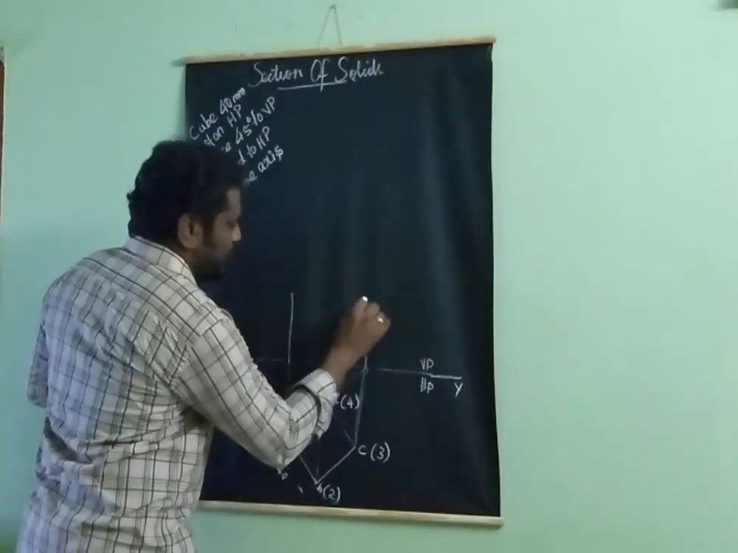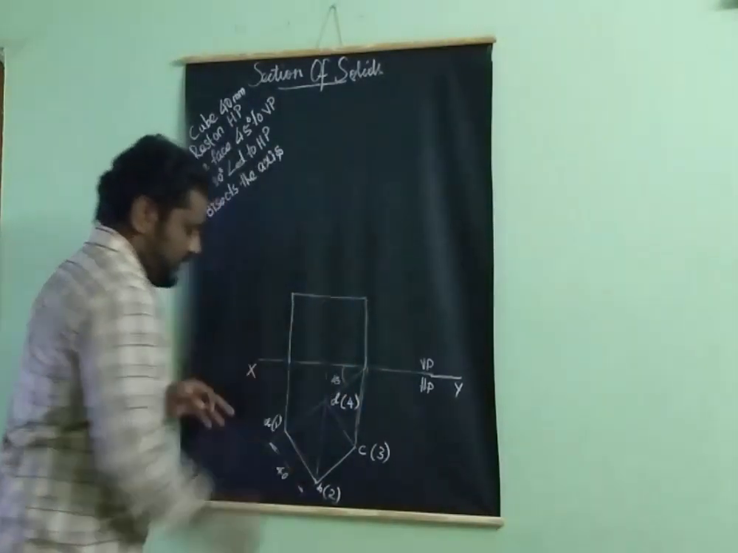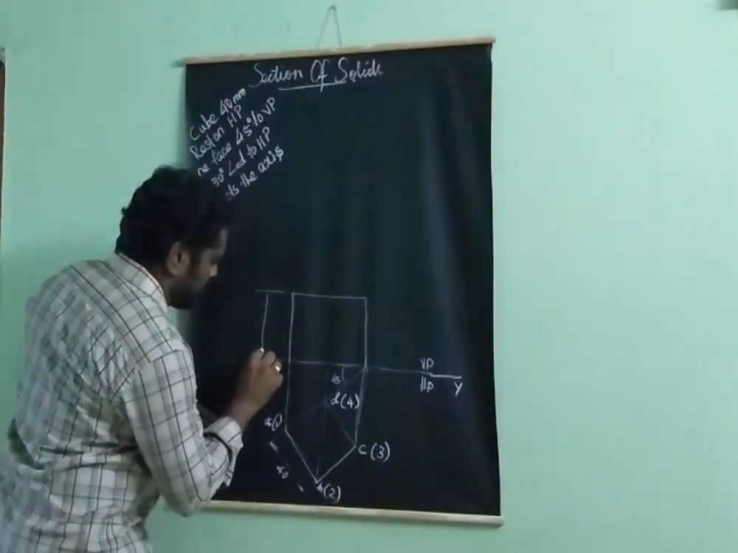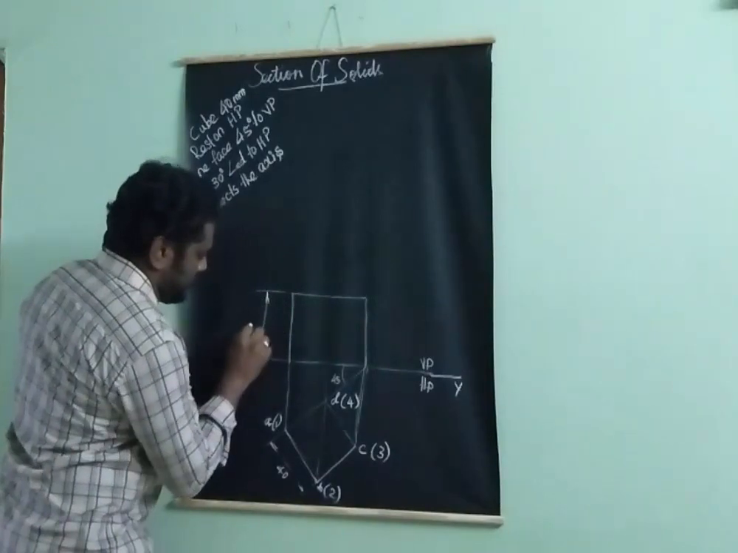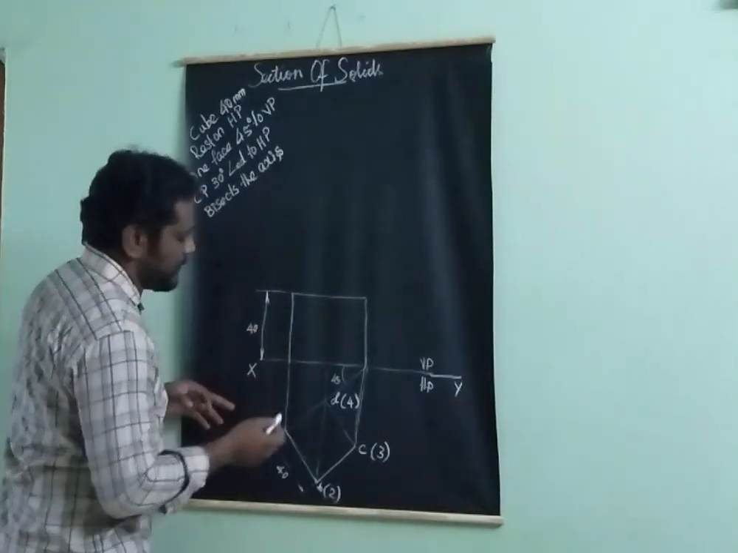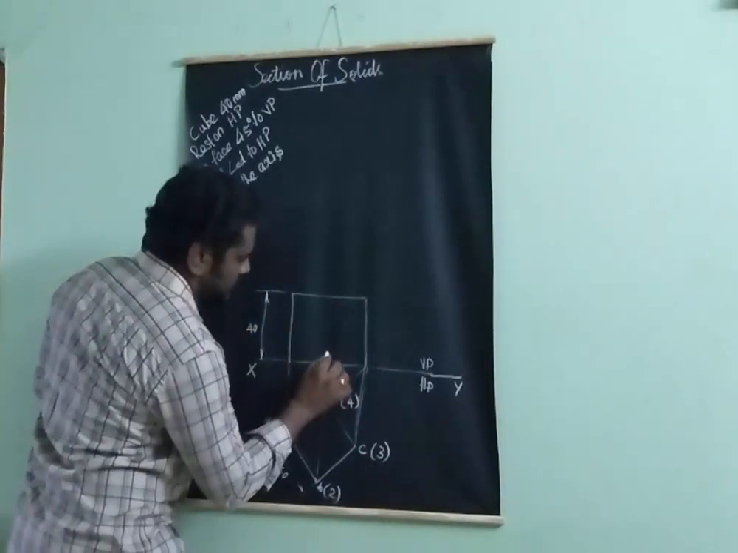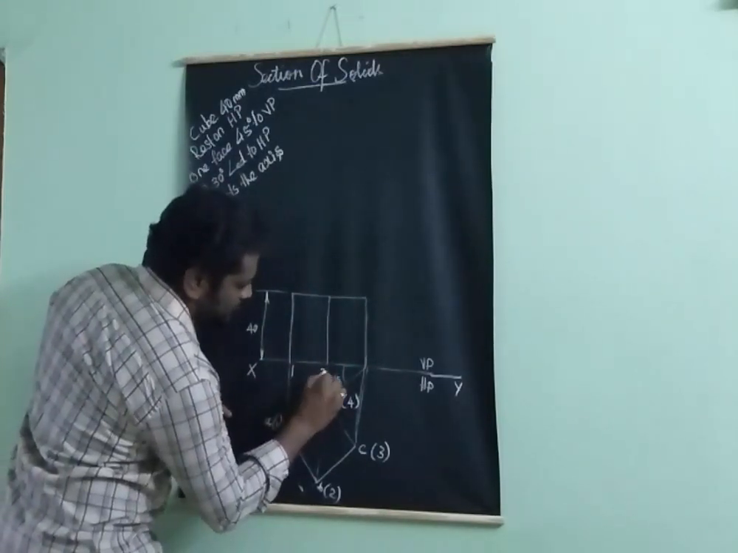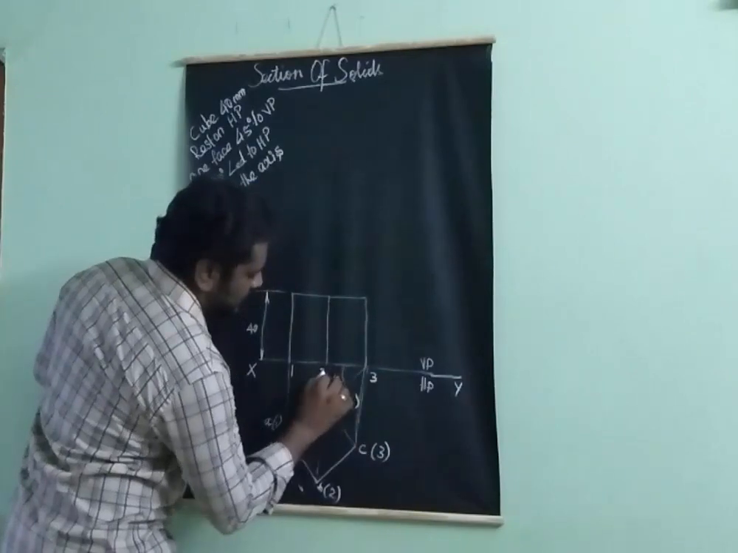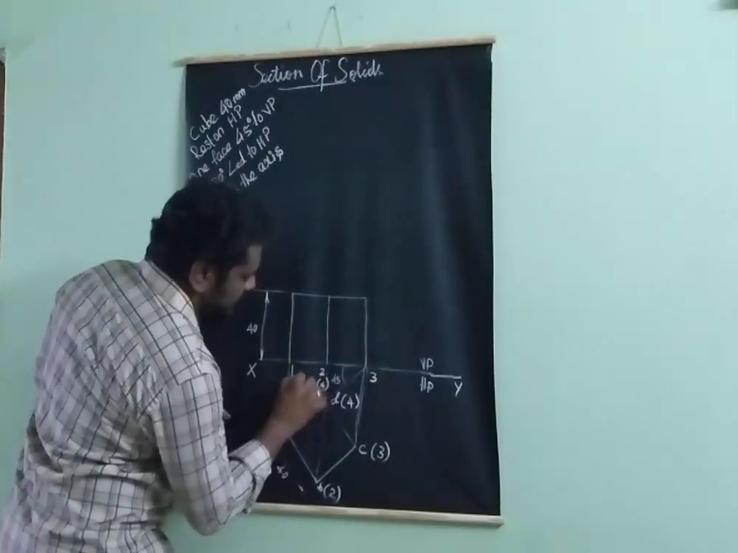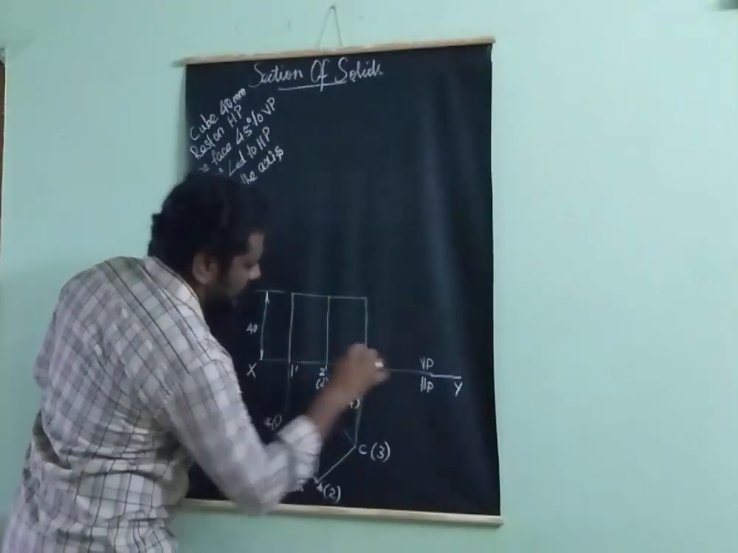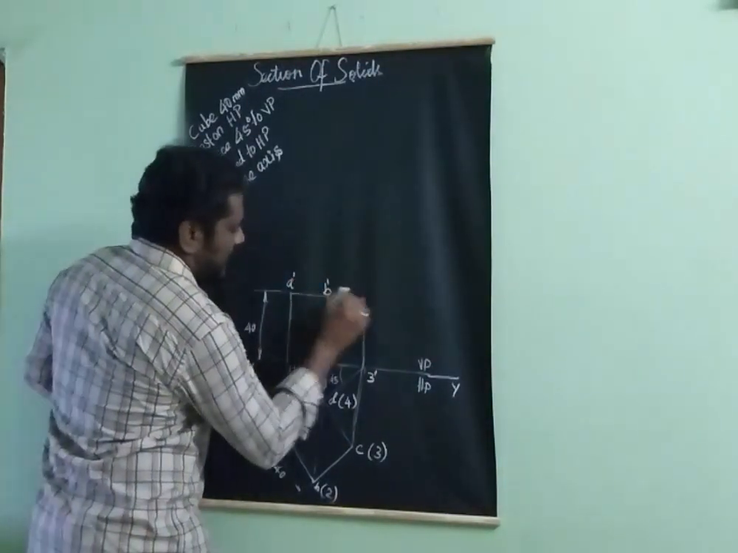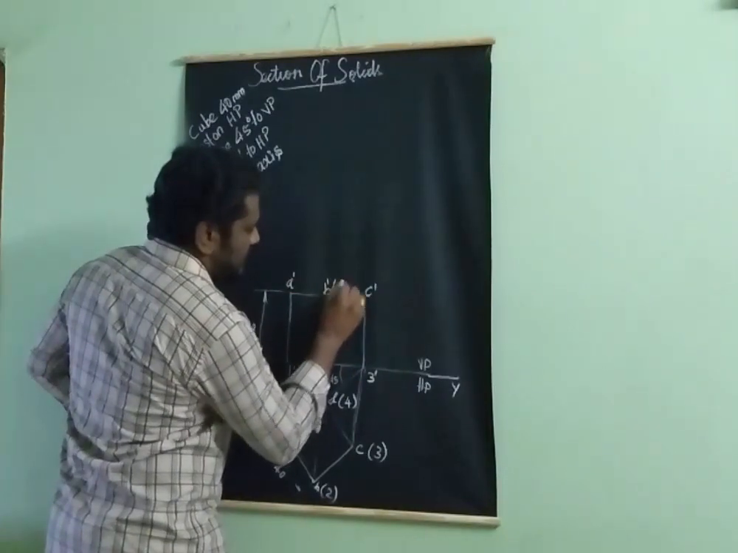So the height of the cube will be equal to the side of the cube. So this is also 40 mm. This is also 40 mm. Let me name all the points. So this point is 1, this point is 2, this is 3 and this is invisible 4. Since it is front view, I am putting dash for all the points. Similarly, this is A dash, B dash, C dash and D dash.